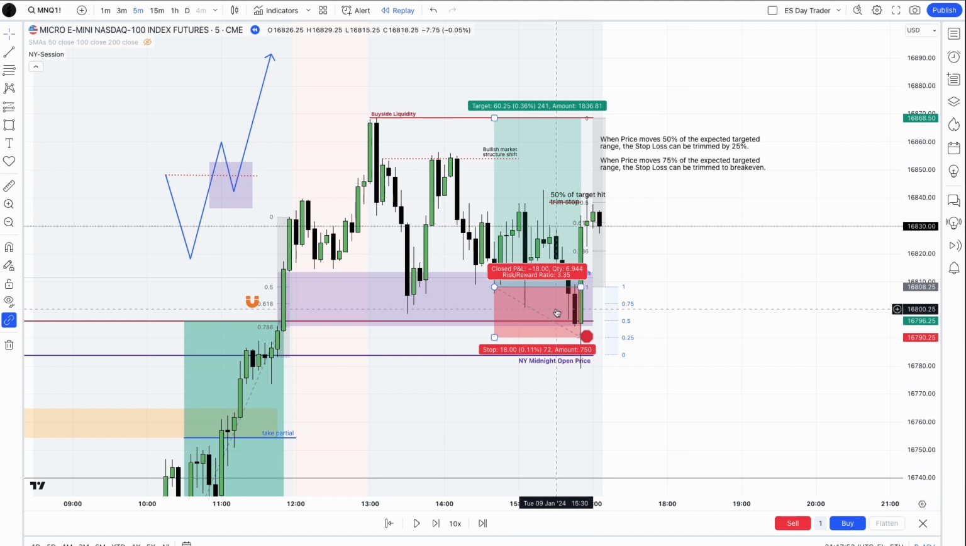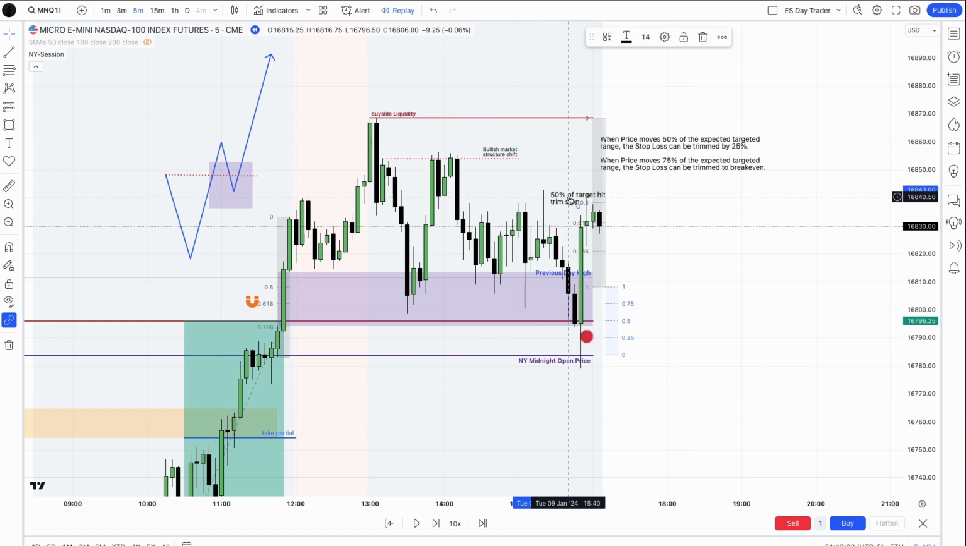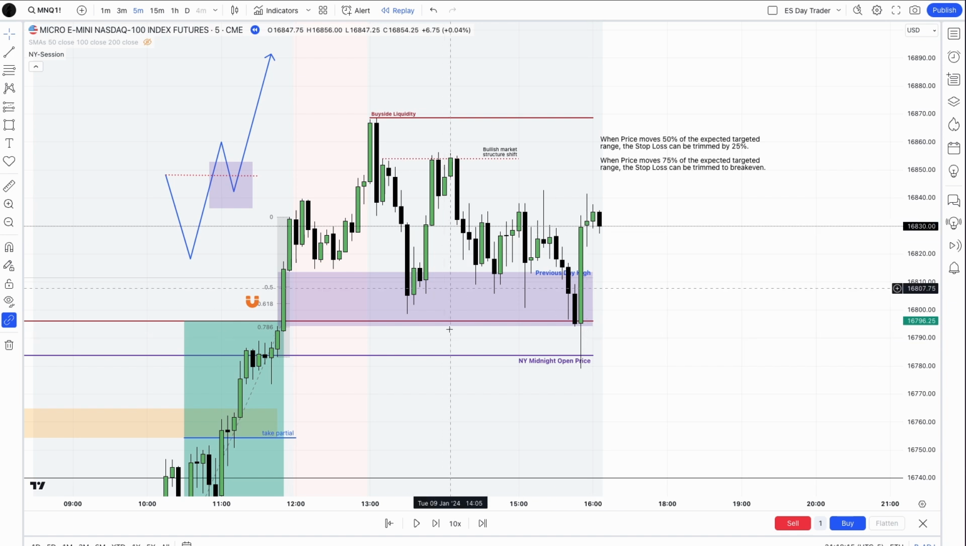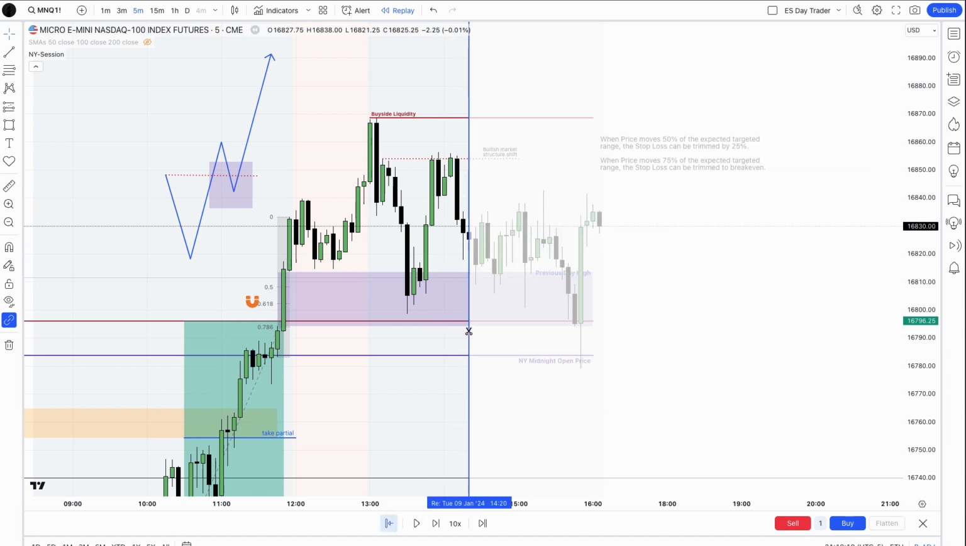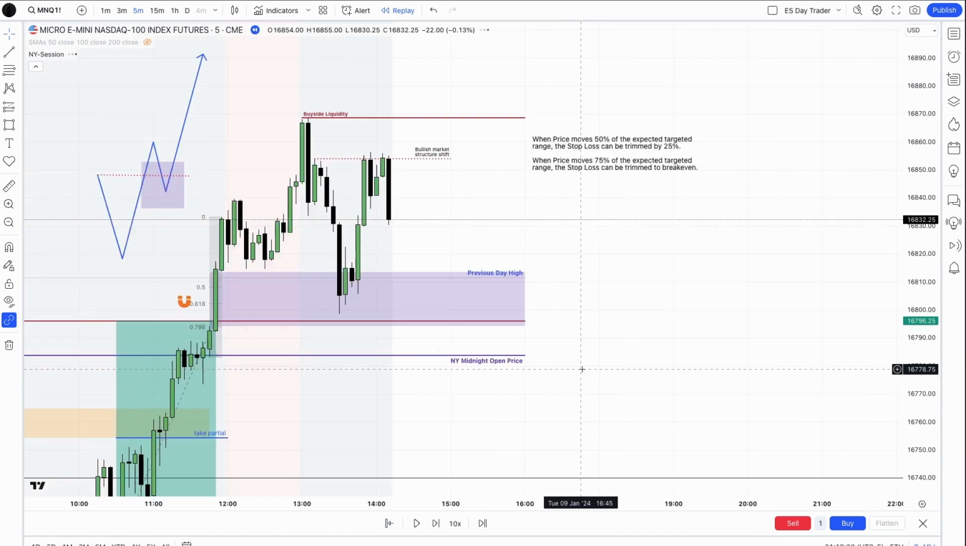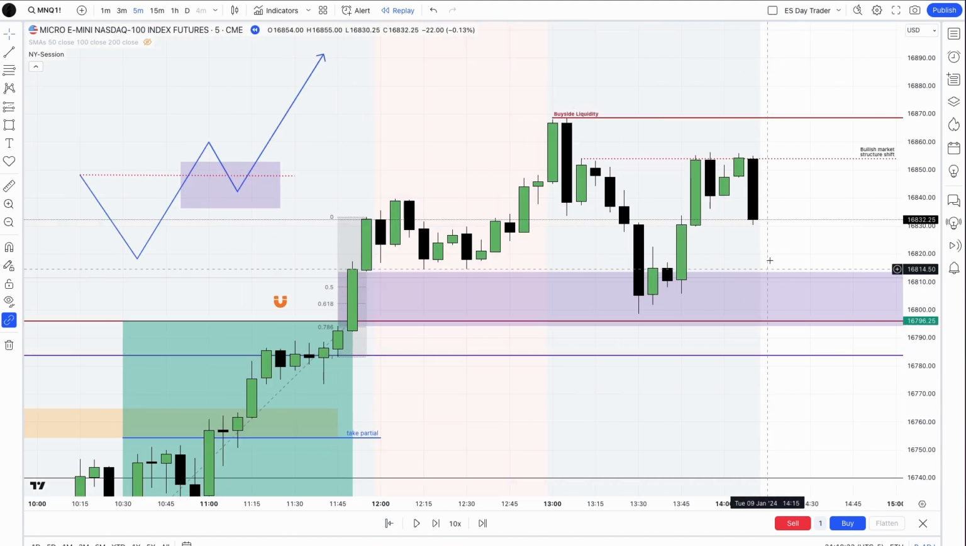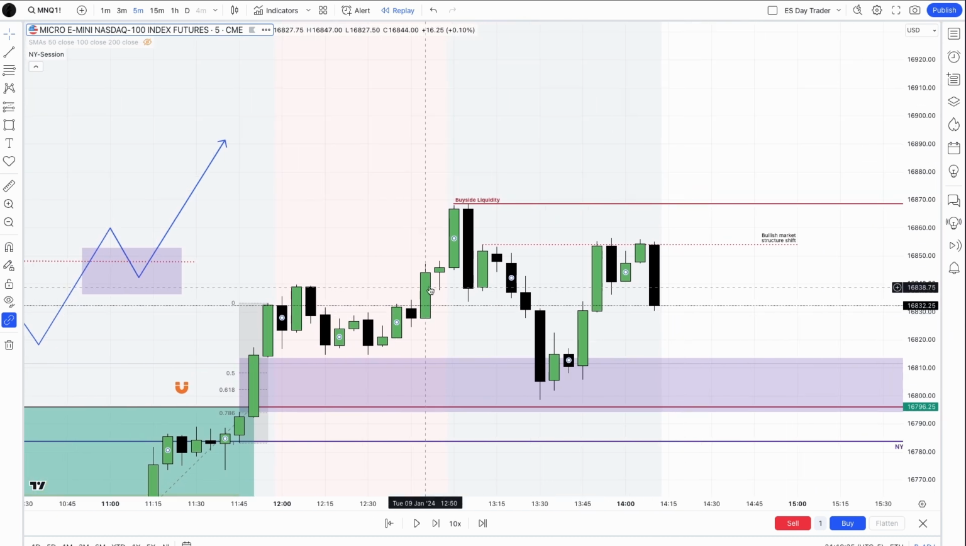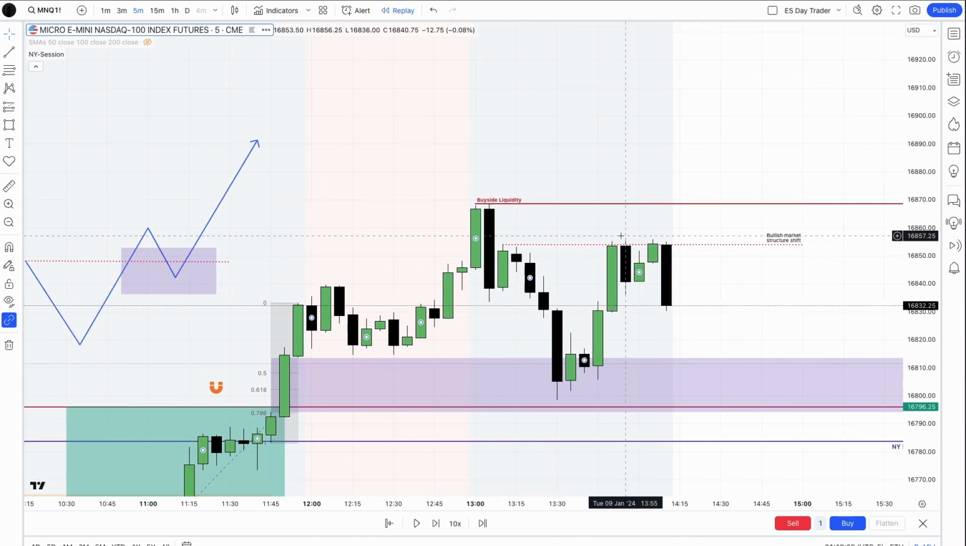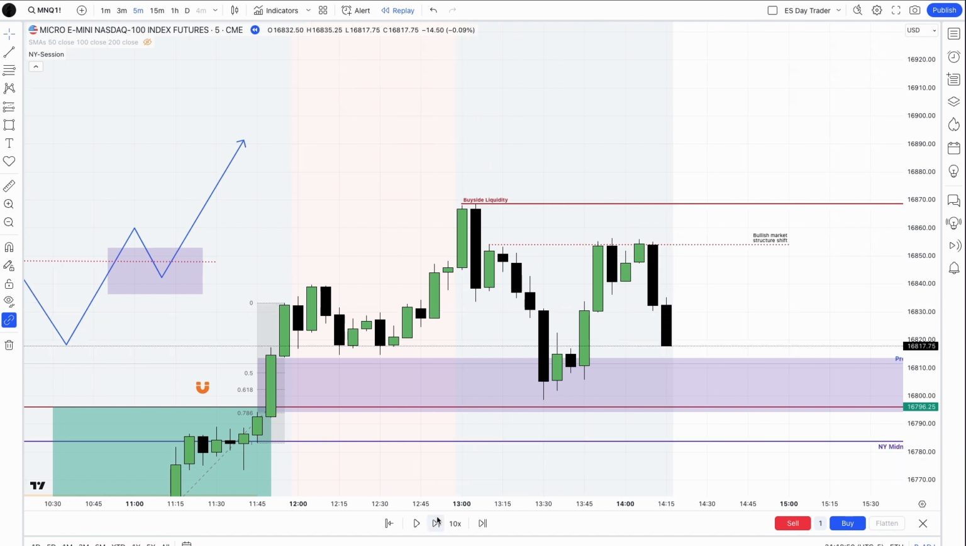I don't like this trade over here. I think this is the only potential legitimate trade. We're looking for it to move up, energetic move up, creating a fair value gap, and then trades down into, keeps going down.